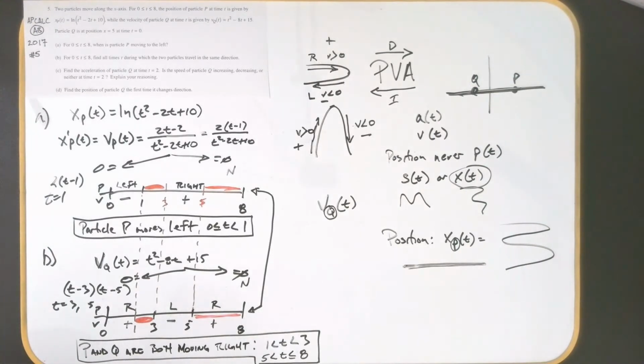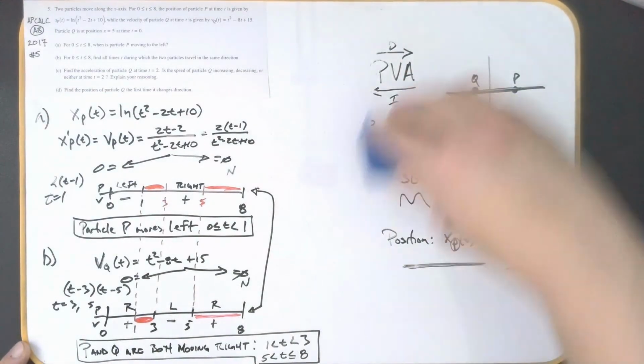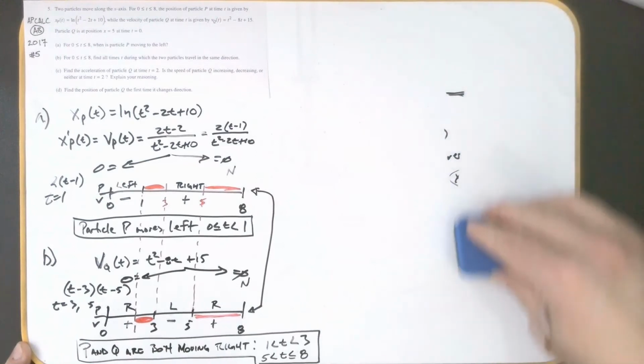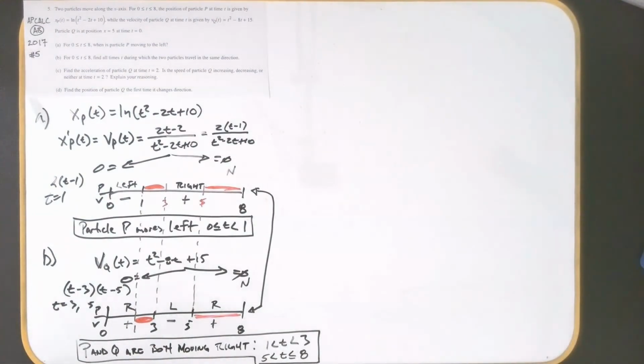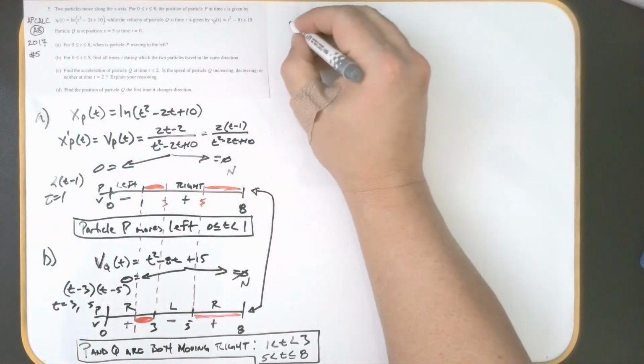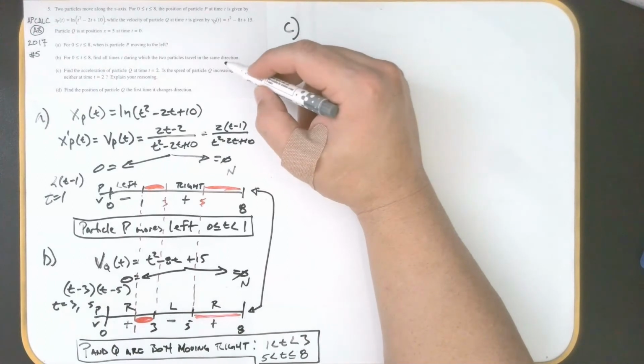So what do we have here? Now it says, find the acceleration of particle Q at time t equals 2. And so I'm going to erase this over here to give us some room to work. So they're asking for acceleration, which if we have a velocity function, this should be pretty easy. So let's see which one of the two functions they're asking for here. So find the acceleration of Q.